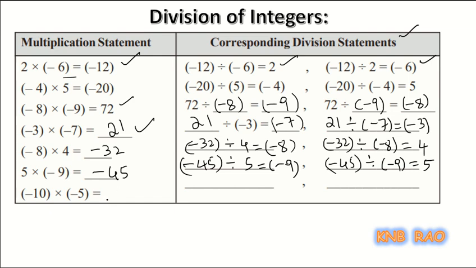At last, this minus 10 when it is multiplied by minus 5 results positive 50. When 50 is divided by minus 10 gives you minus 5, and when 50 is divided by minus 5, sorry, it gives you minus 10. So we have totally 2 division facts for each multiplication fact.